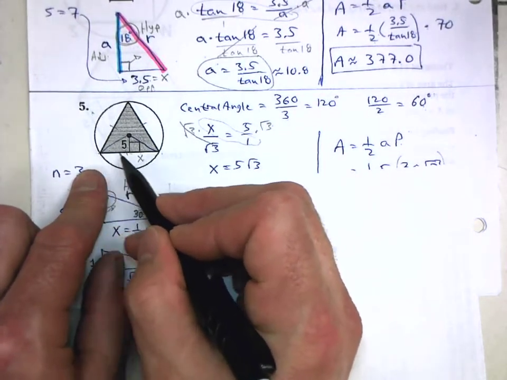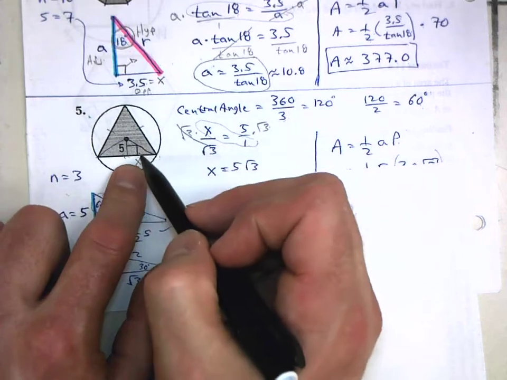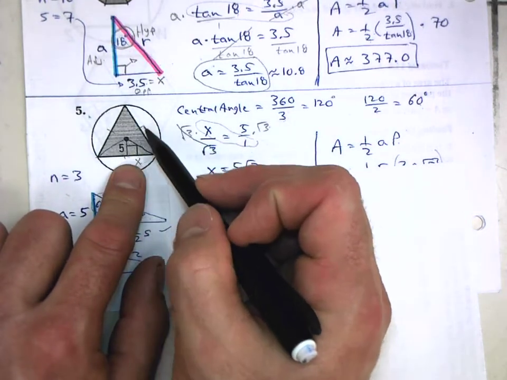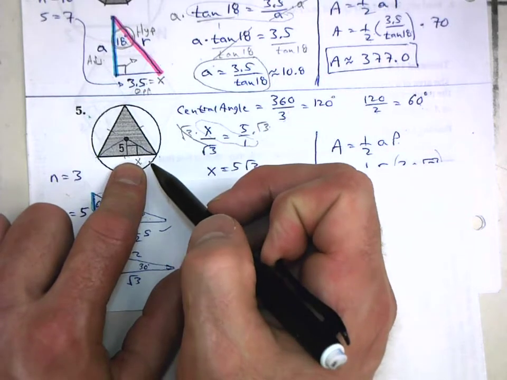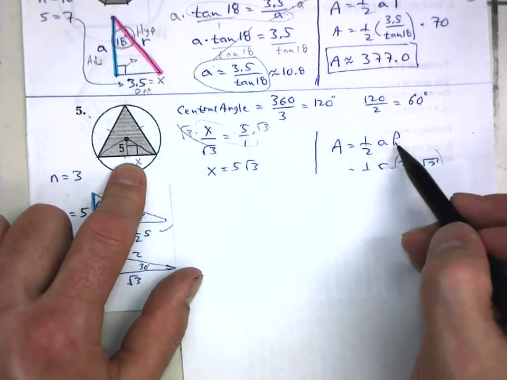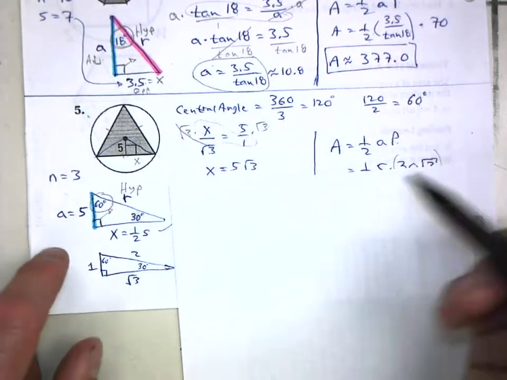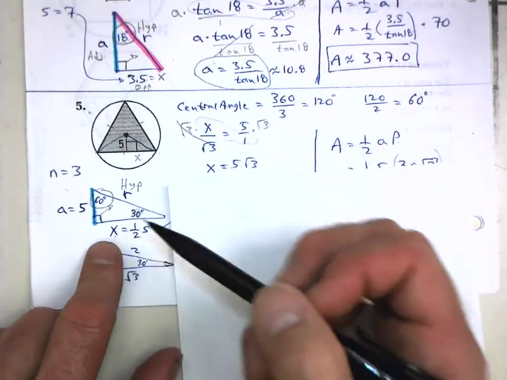That'll give me the length of the side. And then to find the perimeter, I just multiply the side length times the number of sides, which in this case is 3. And that will give me the perimeter. And I can plug that into this formula, and I'm home free. So I need to find x. And we're back here again.